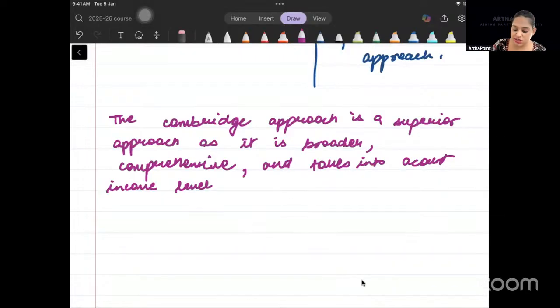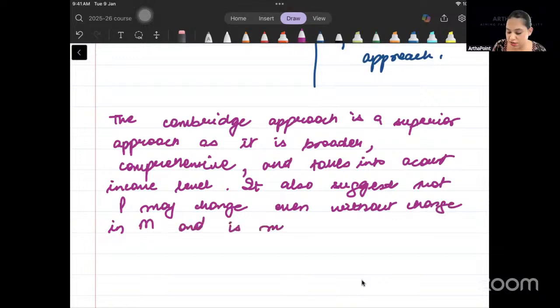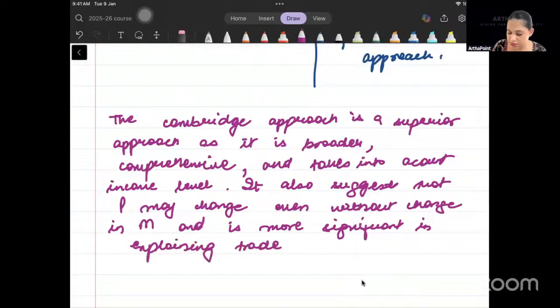It also suggests that P may change even without change in M and is more significant in explaining trade cycles. Is more significant in explaining trade cycles. This is the end of it. Okay beta?